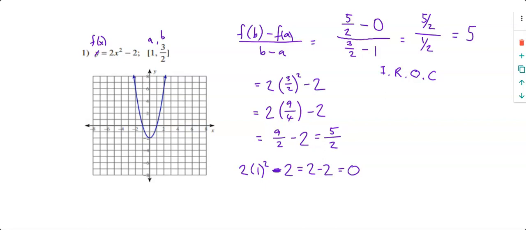So instantaneous rate of change has to do with the derivative of the function. So we're going to take the derivative f prime of x, and that's going to be equal to 4x, and then we just substitute in the value of 1. So our instantaneous rate of change is 4, and we said our average rate of change was 5. Notice there's a difference in the average rate of change versus the instantaneous rate of change.